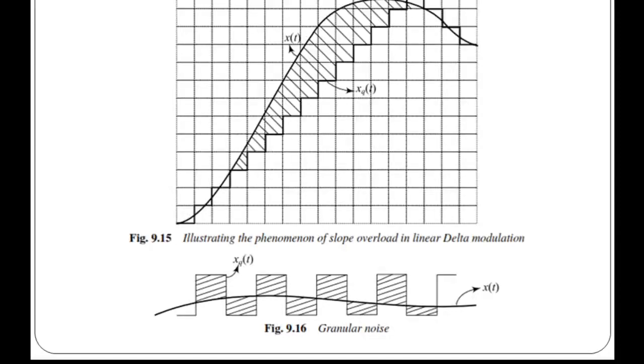Therefore, a larger step size is required to accommodate a wide range of input signal, or to reduce the slope overload distortion. So the solution to slope overload distortion is to use a large step size to accommodate a large dynamic range, and to reduce granular noise we require small steps. The same thing is done by adaptive delta modulation. That will be the modification in the delta modulation that we'll see right now.